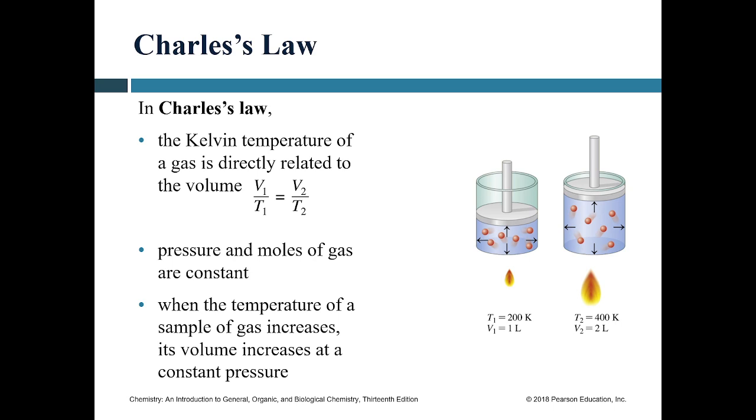Okay. And so let's look at Charles' law now. So the Kelvin temperature is going to be directly related to the volume of a gas. Again, we're going to be holding pressure constant and moles of gas constant. So we'll have the same amount for both sides, and we're going to have the same pressure for both sides. So if we were to write this in equation, that would be V1 over T1 equals V2 over T2.